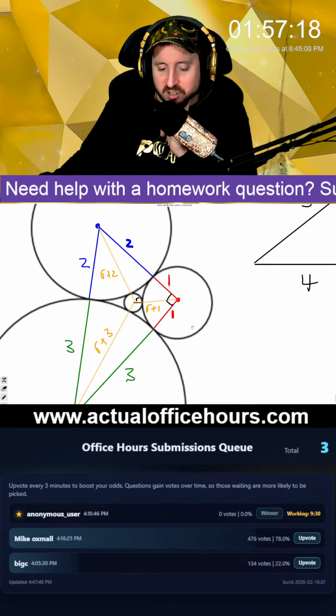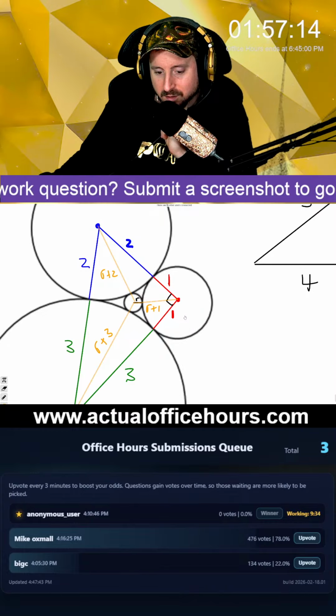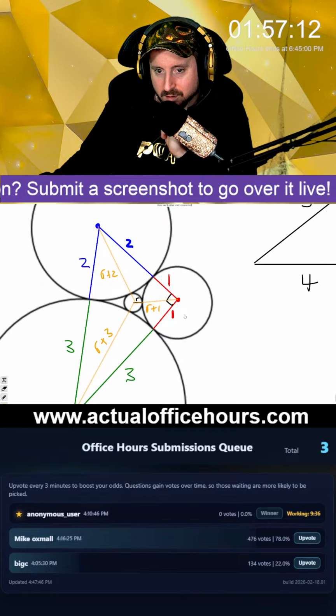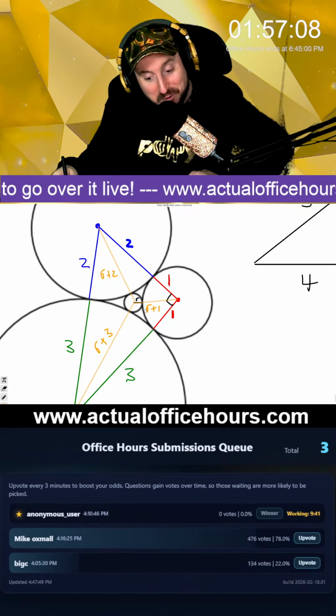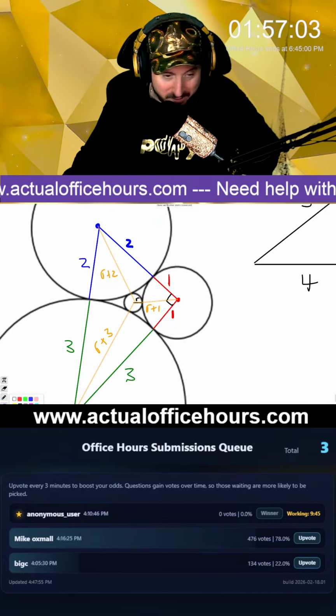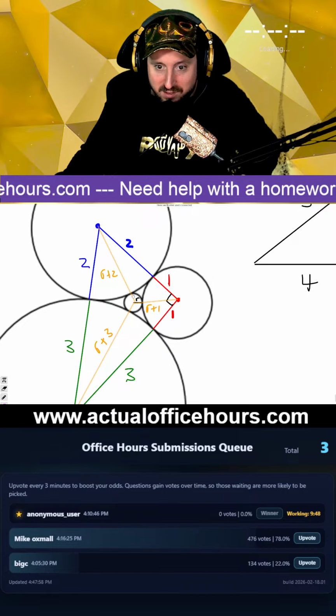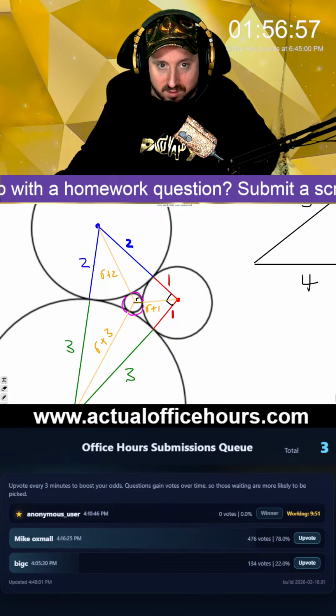Do I want to use law of sines? No, he says no. Don't do that. Too long. Okay, too long. All right, I won't do it. I mean, because what I see is like this angle, right? And then this angle, and then this angle.